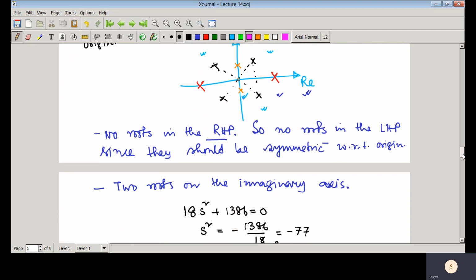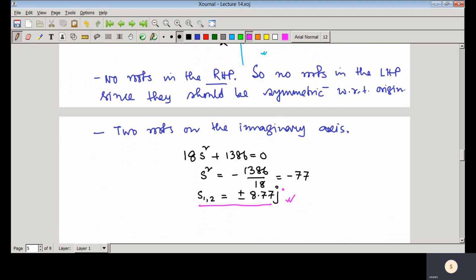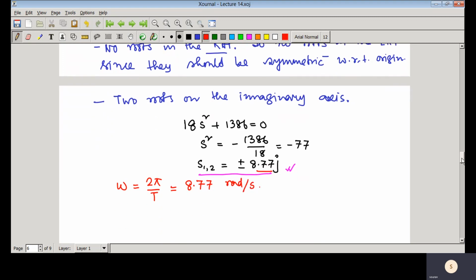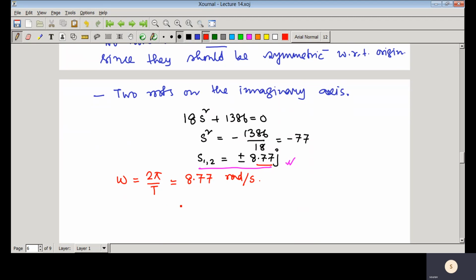And we can also get some more information from here. As we know that omega equals 2 pi f, that is 2 pi by T. So this omega is here, you can see that 8.77 rad per second, that is the angular frequency. Then the time period that you would have is 2 pi by 8.77, so that is 0.716 second.